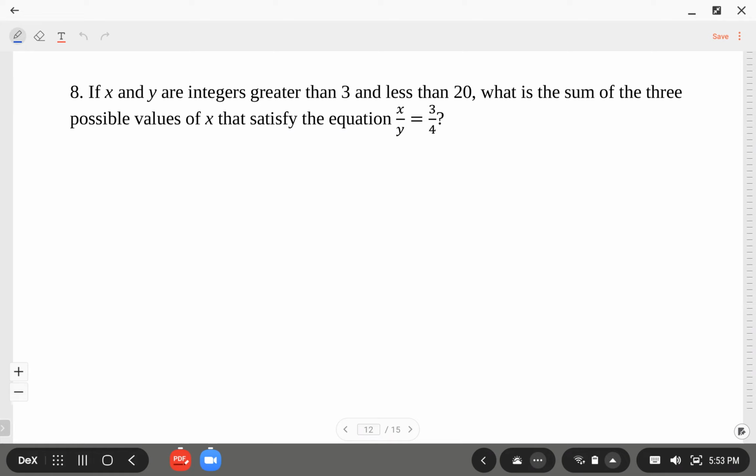25-second mark, 20-second mark, 15-second mark, 10-second mark, 5, 4, 3, 2, 1. Time's up.